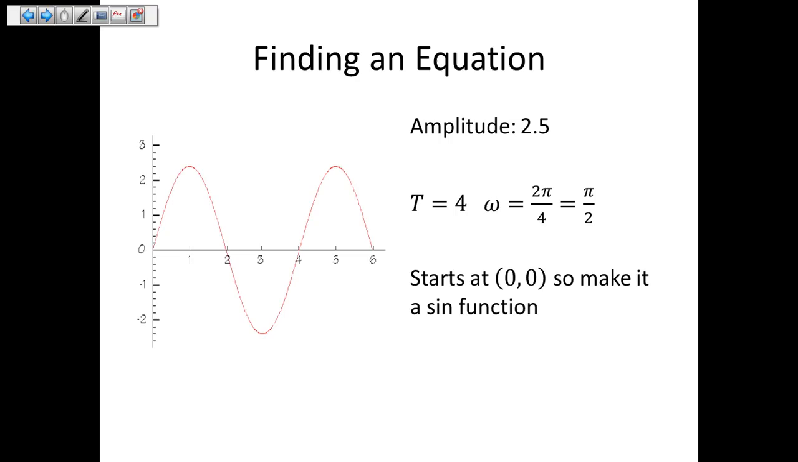Okay, so again, since it goes through 0, 0, let's make it a sine function. Let's put it all together. 2.5 is our amplitude. Pi over 2 is our omega value. We got that from our period. So we put y equals 2.5 sine of pi over 2 x.